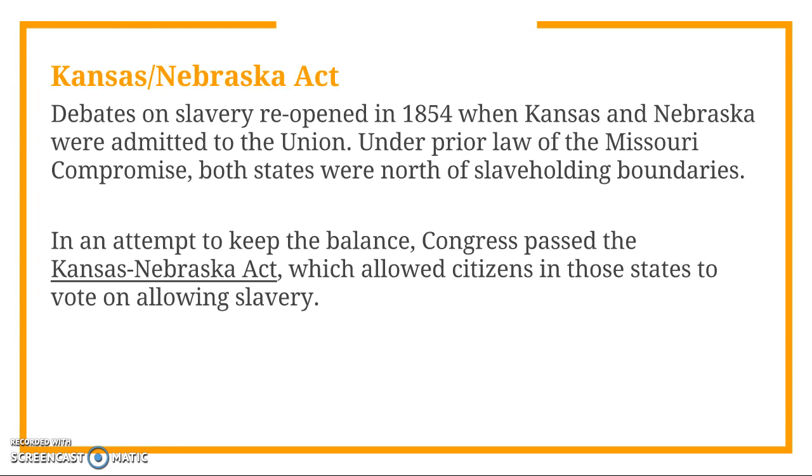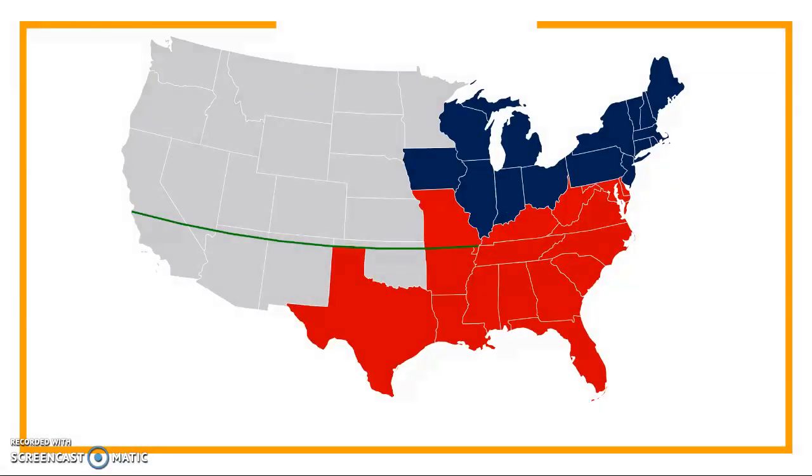And so in an attempt to keep the balance, Congress passed what was called the Kansas-Nebraska Act. And this act would actually allow the citizens in both Kansas and Nebraska to vote on whether or not to allow slavery. So this was going completely away from the former dividing line. It was now up to the citizens to vote on whether or not their territory would have slavery.